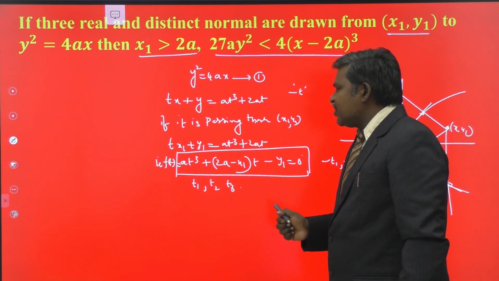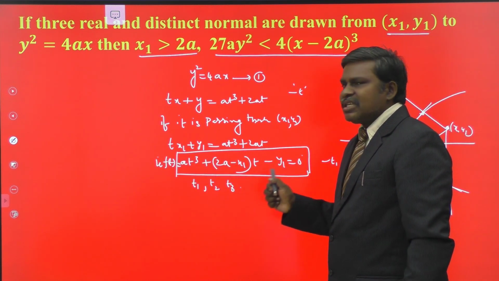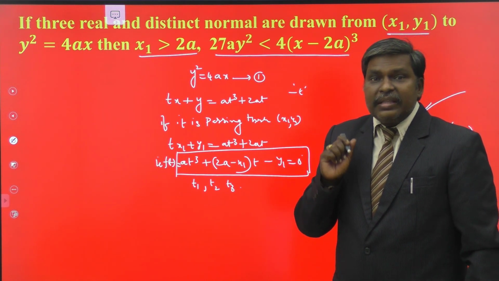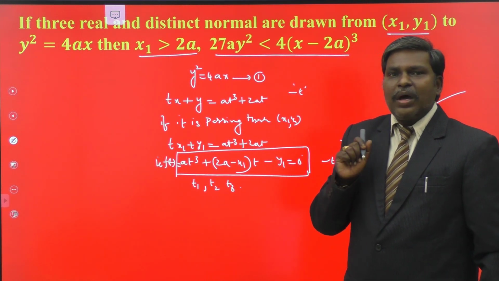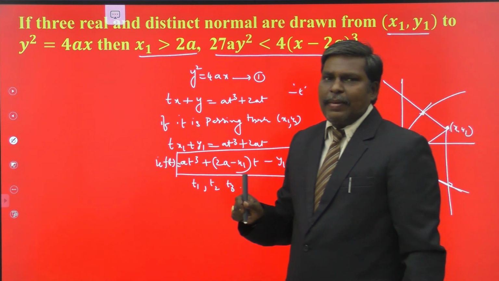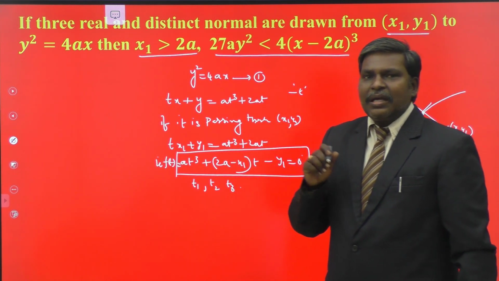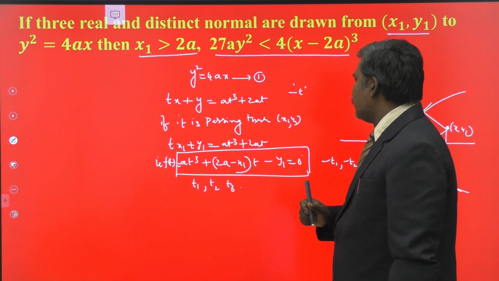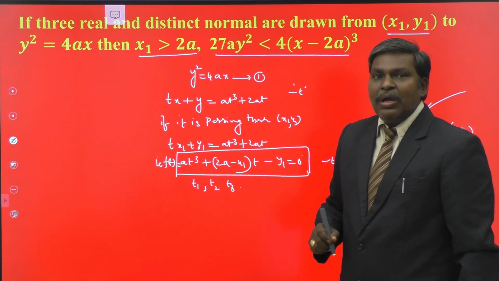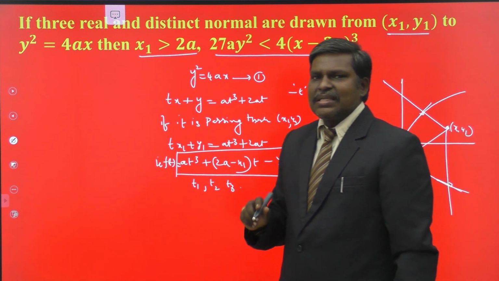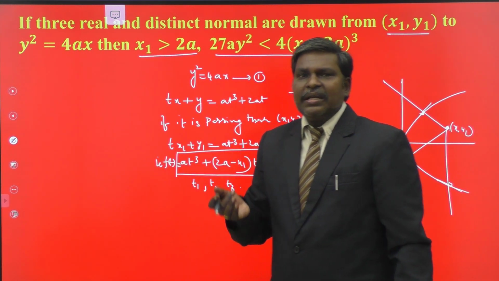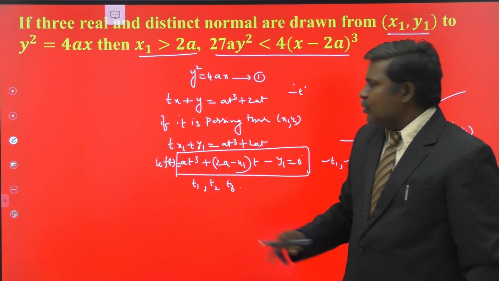Then the condition is that f′(t) = 0 has two real and distinct roots, and then only we obtain one local minimum and one local maximum. At that time, the graph of at³ + (2a − x1)t − y1 = 0 intersects your x-axis at three real and distinct points. Then only we obtain three real and distinct roots to this one.